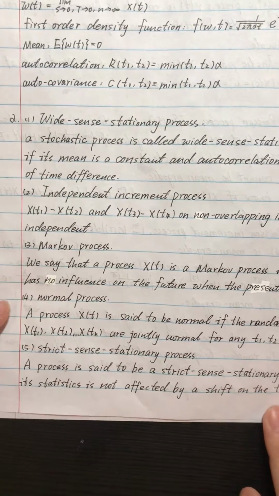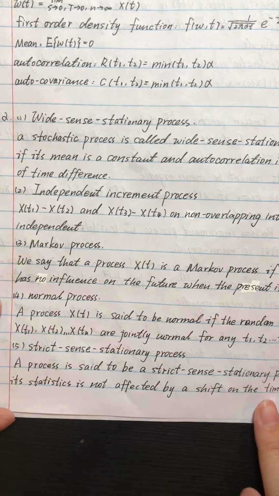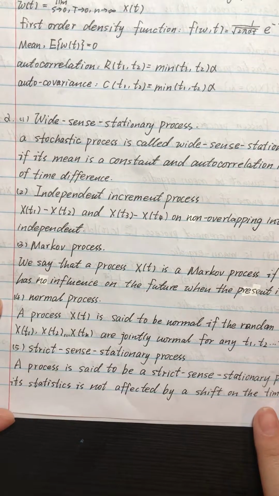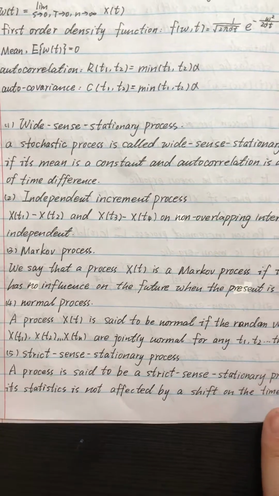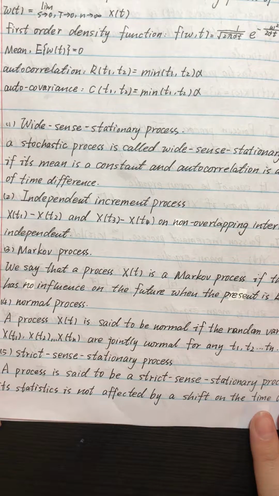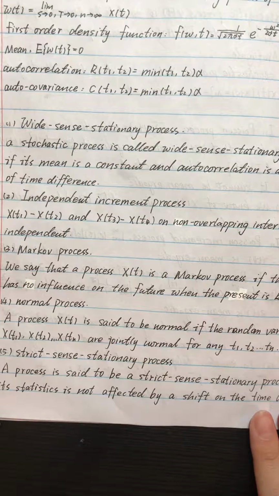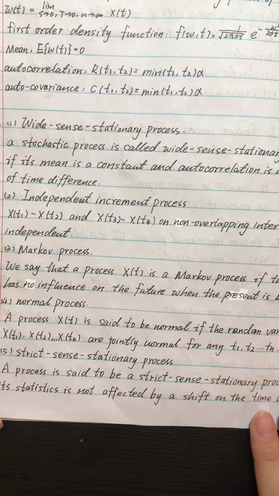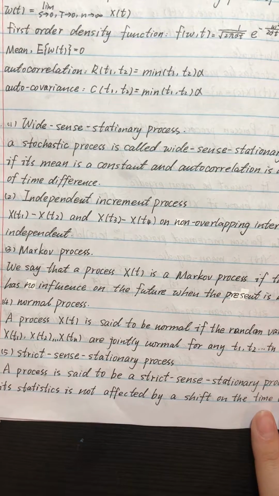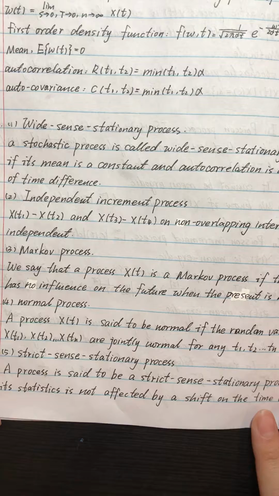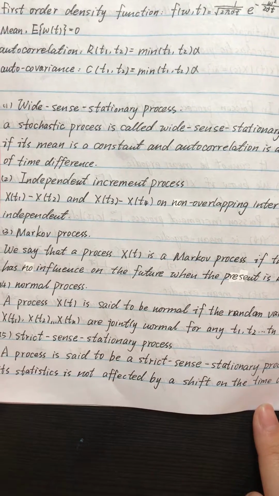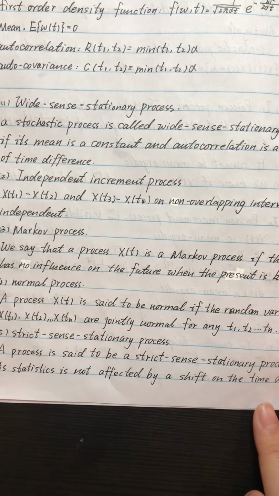The first is the WSS process, the wide stationary process. A stochastic process is called a WSS process if its mean is a constant and the autocorrelation is a function of the time difference. We are already very familiar with WSS processes because we have done a lot of practice in the previous homework. And the second one is the independent increment process.